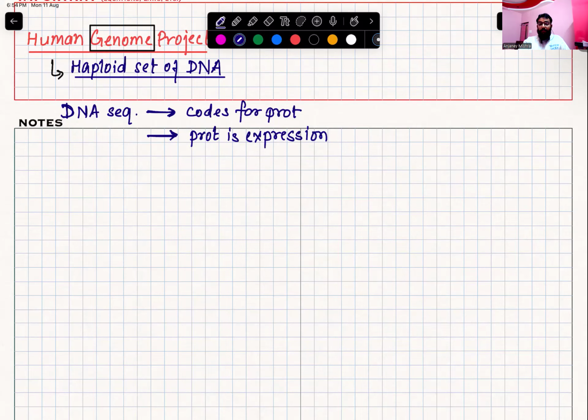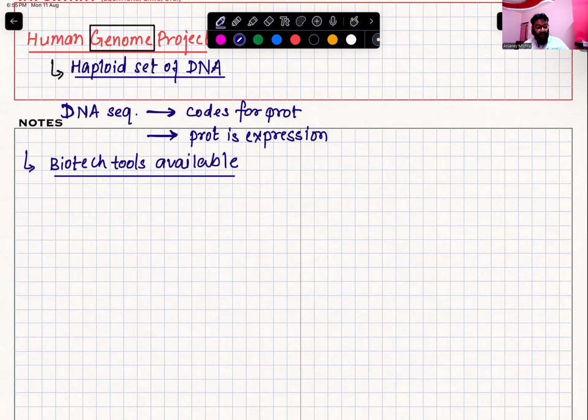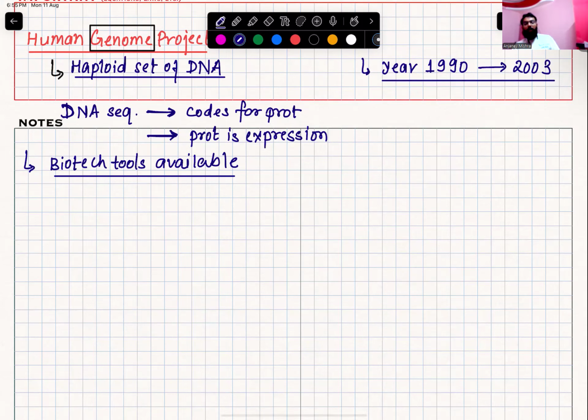And by the time this started, back in 1990, you had all the technology. Tools of biotech were available to you. So using those biotech tools, we decided that we will analyze all the sequences. When did we start it? We started it in 1990, and it ended in 2003. So how long a project was it? 13 years.